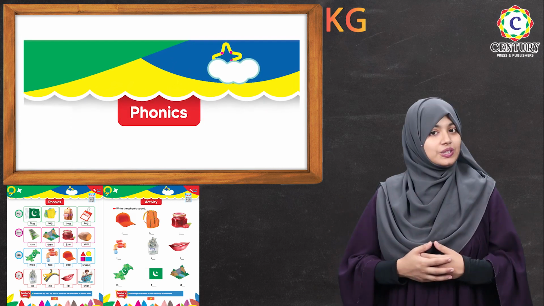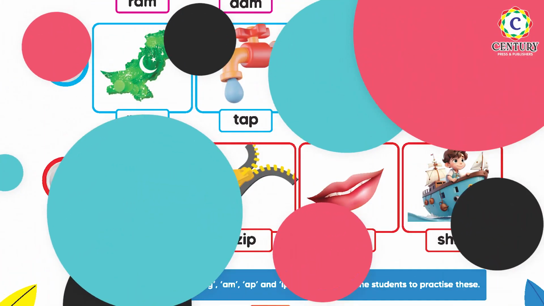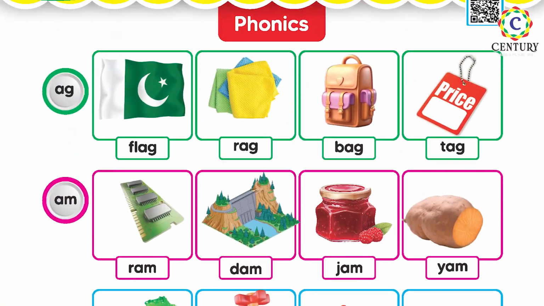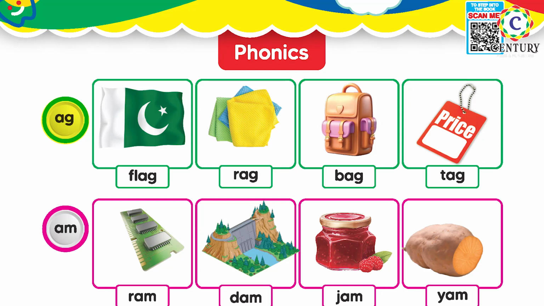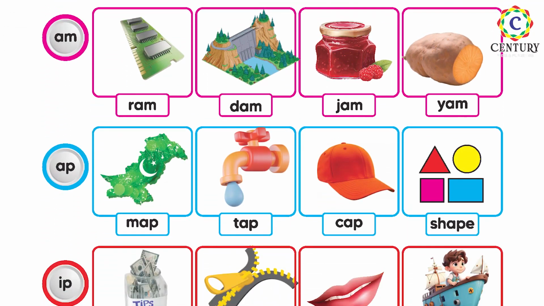So let's start. Look at your page. Here you can see the first sound is sound of A and G, which is ag. Okay? A and G is ag. Like we are using this sound in flag, rag, bag, tag. Okay? And the next sound is am, okay? And we are using it in ram, dam, jam and yam.